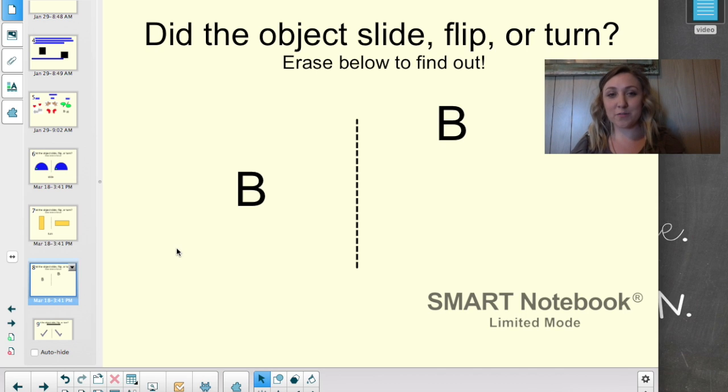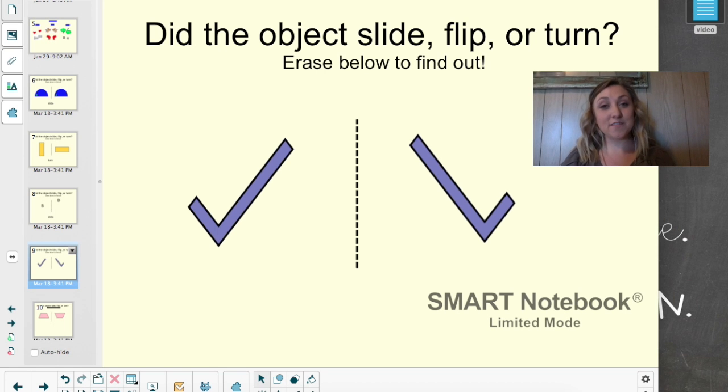Alright, so write on your whiteboards. Did the object slide, flip, or turn? Is the B a translation, a reflection, or a rotation? Alright, let's erase to find out. It's a slide. The B didn't change orientation, it just slid to a different location. Okay, class, so we only have 2 more. So what do we think? Is the check mark a slide, a flip, or a turn? Is it a translation, a reflection, or a rotation? Let's write it on your whiteboards and see.